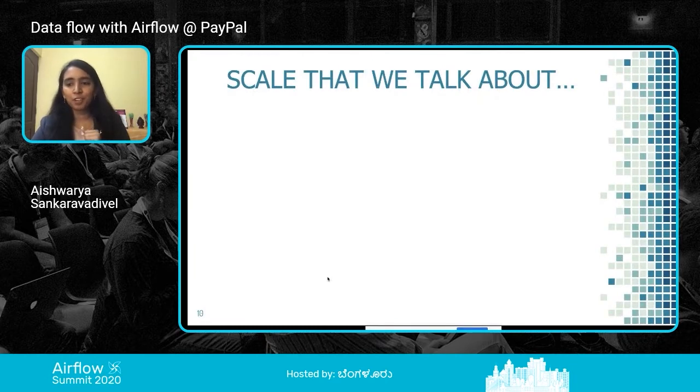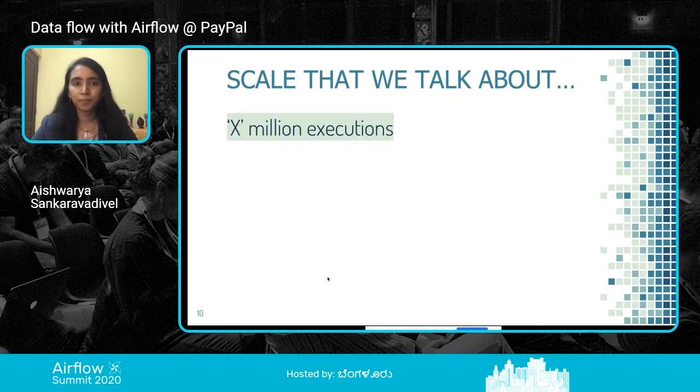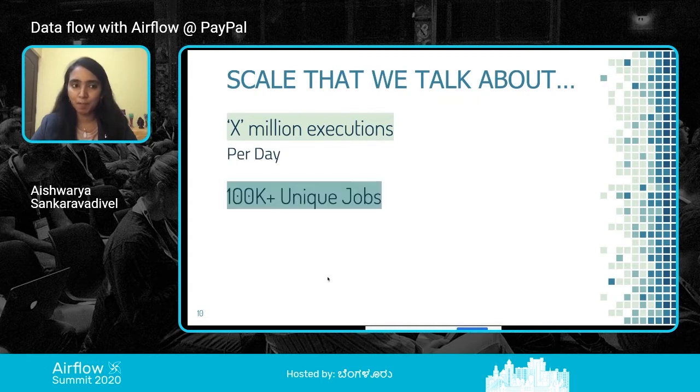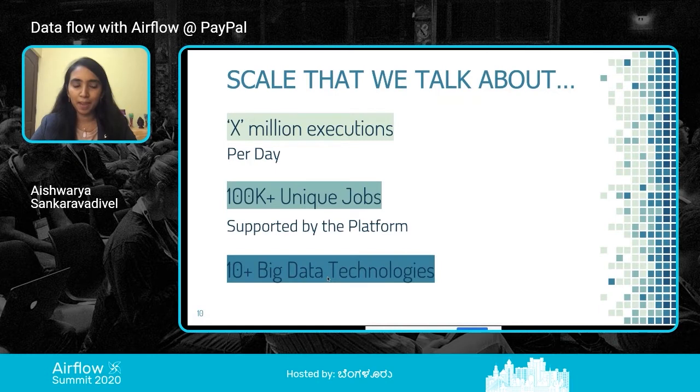Any system can work fine when it is small, but the game begins when you have a huge amount of workloads and you just don't know how you are going to deal with things like that, where robustness will go for a toss if the underlying system is not capable of taking it up. So that's why we wanted to give a glimpse of our scale so that it gives you a bigger picture. We are talking about some X million executions per day, some 100K unique jobs that are going to be supported by the platform.